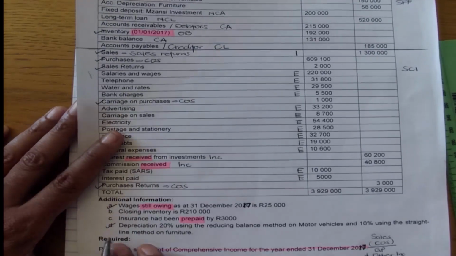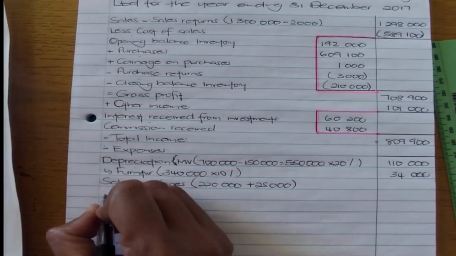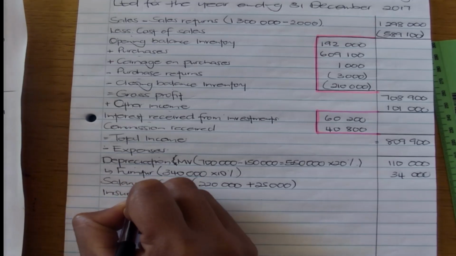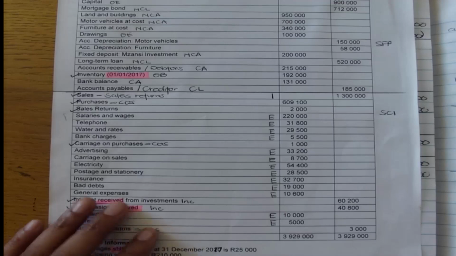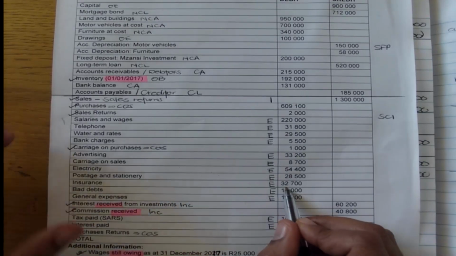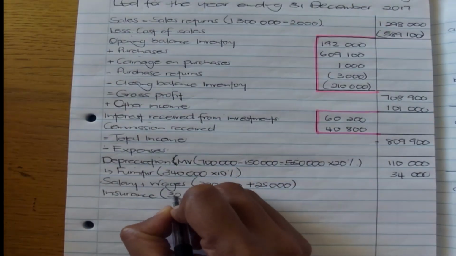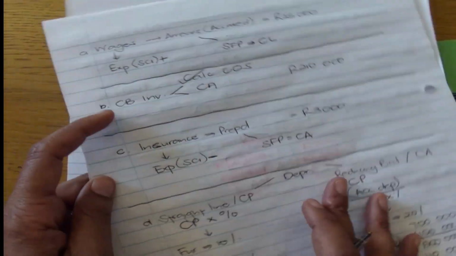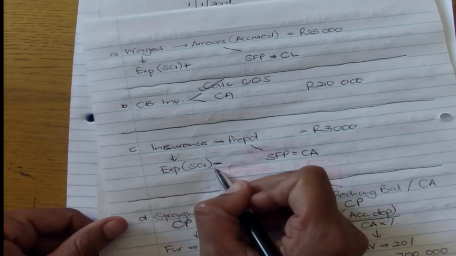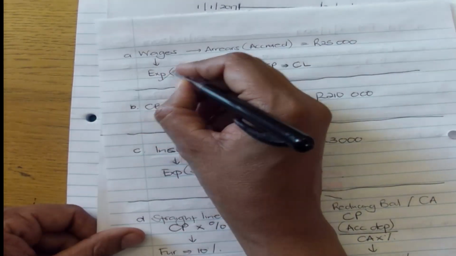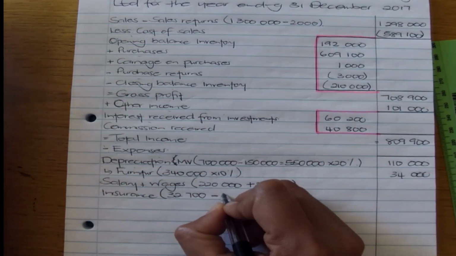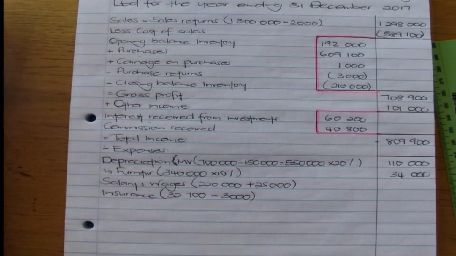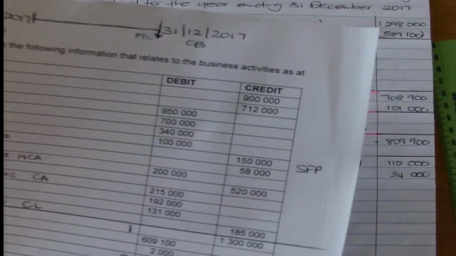Then we're going to do C. C is insurance. So we write there insurance. We open the bracket to see what was given. What was given on insurance? 32,700. So we say 32,700. And what did we say? What must we do with it? We must minus it from the statement of comprehensive income. So we're done with this part. So we must minus the 3,000. And we close the bracket, right? And then we just continue.